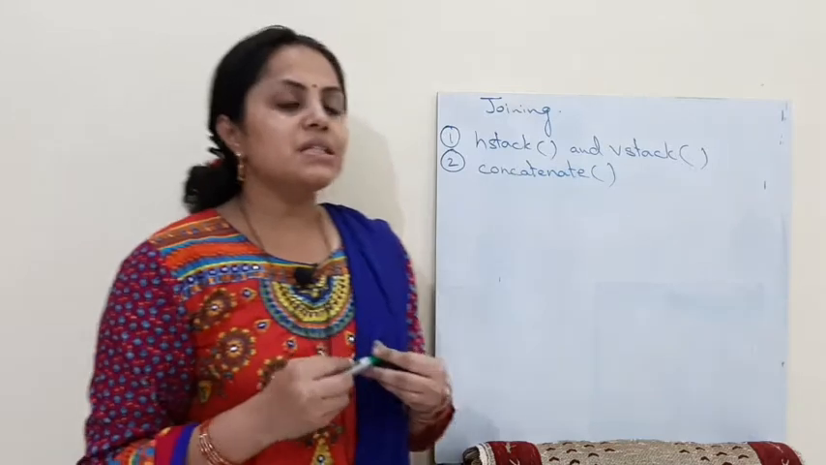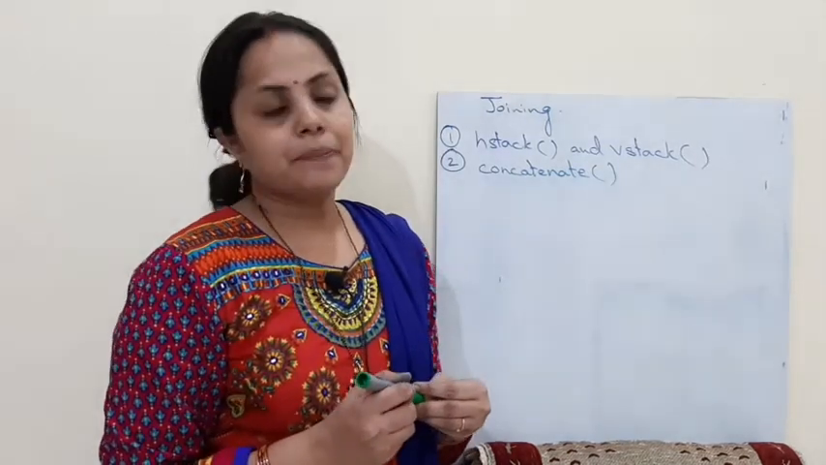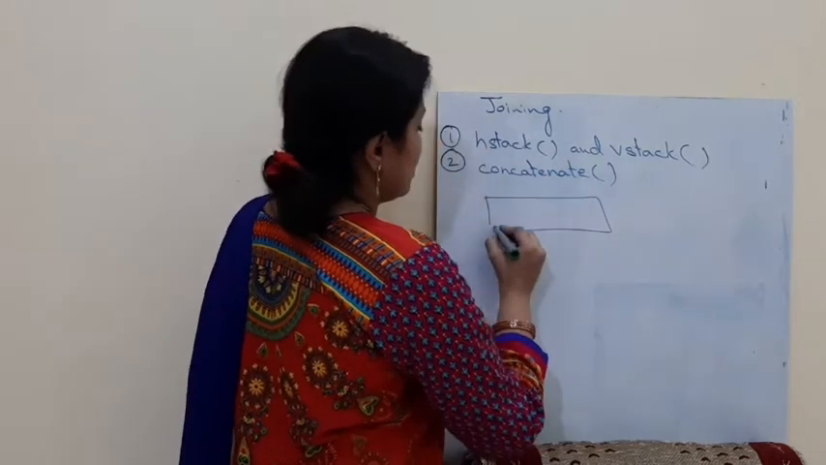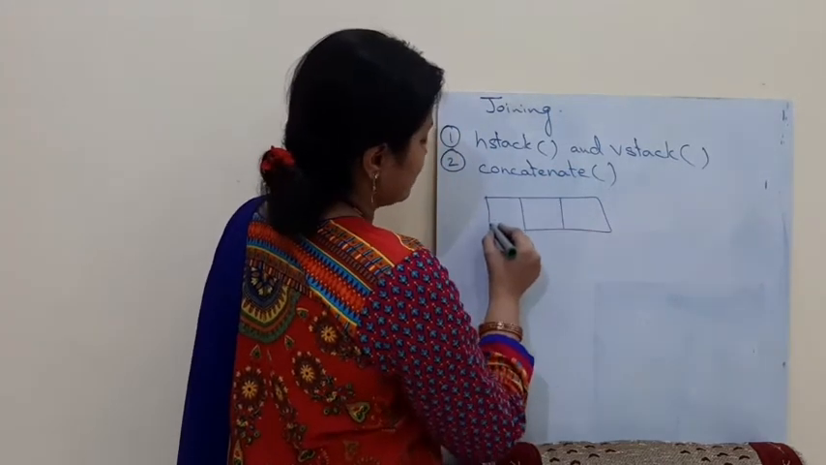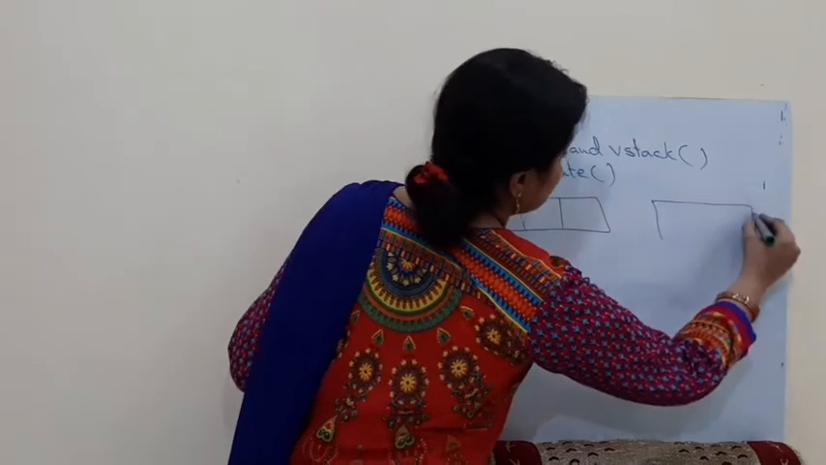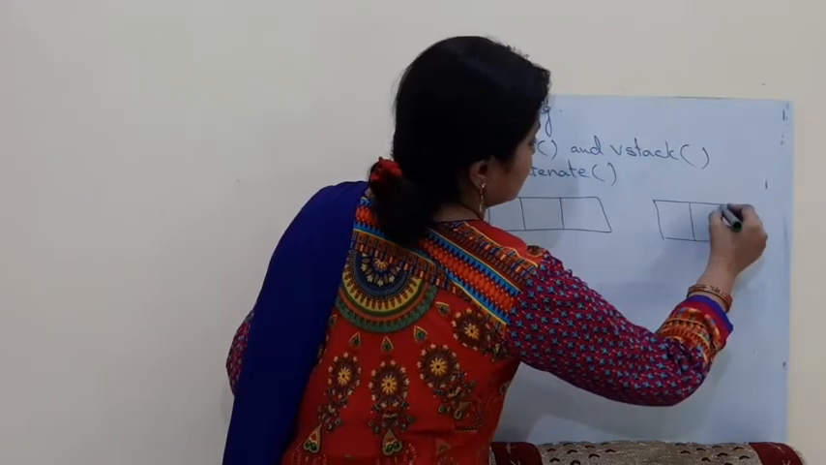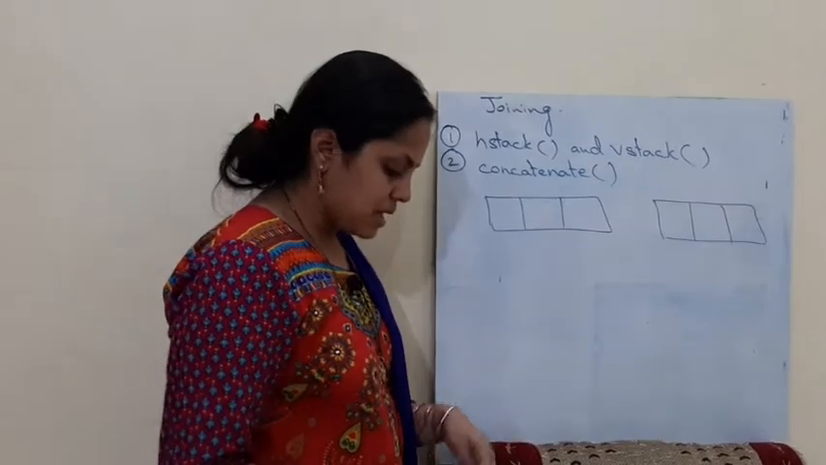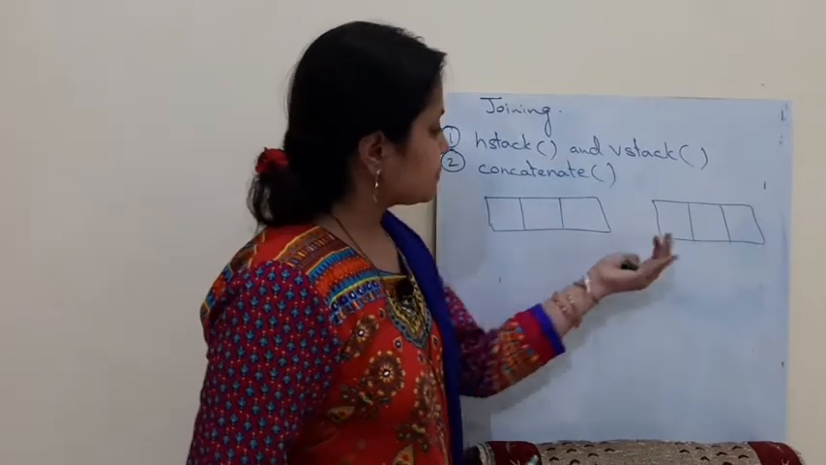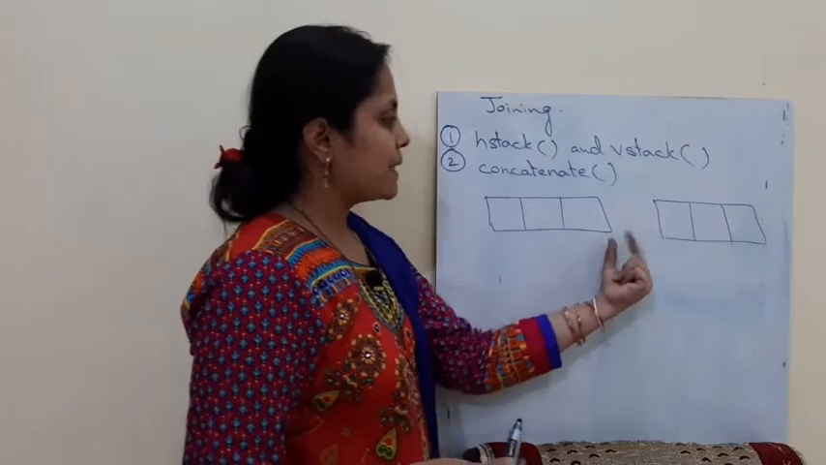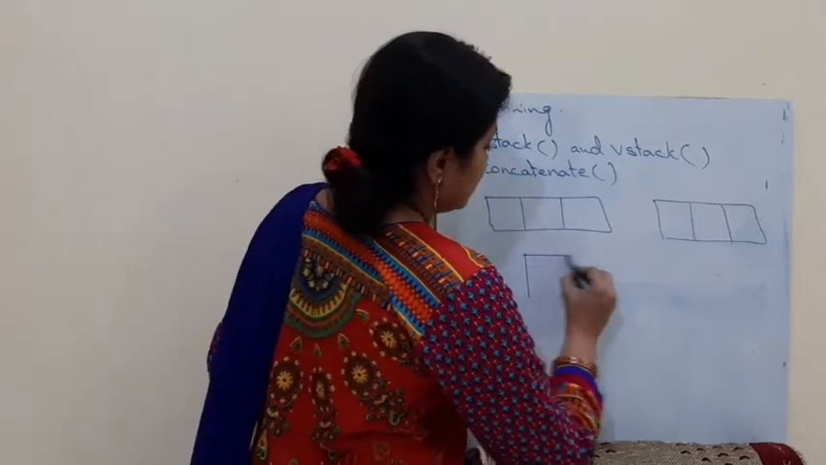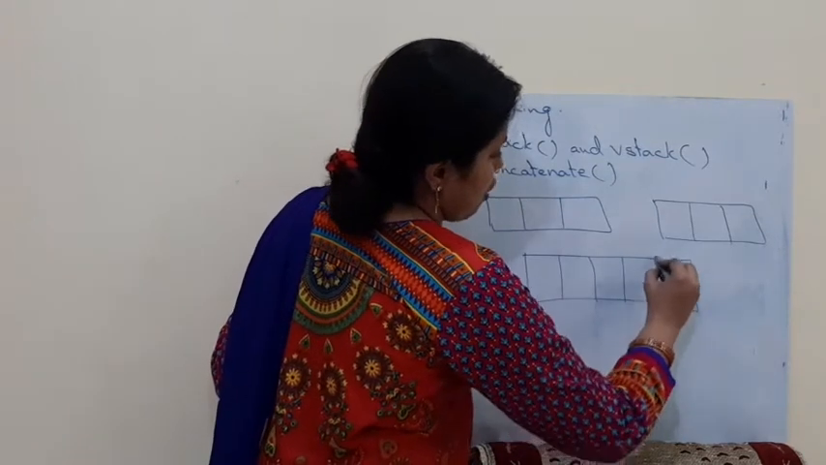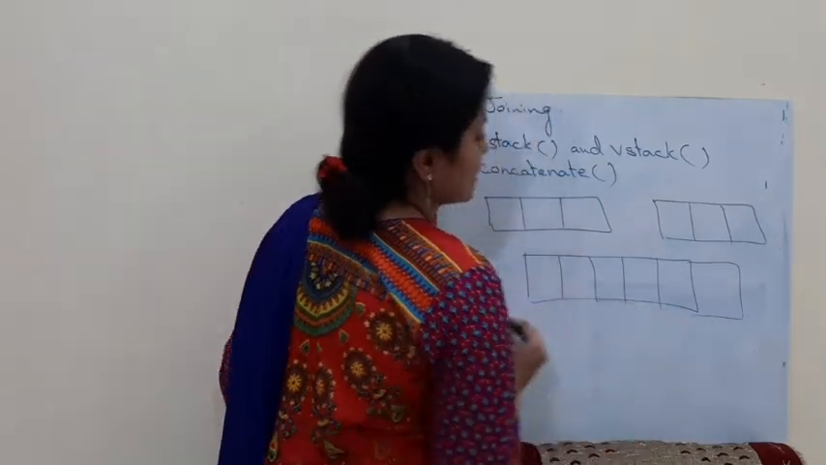Now the hstack and vstack functions. hstack means horizontal stacking. Horizontal stacking means if this is my array, having 3 values, and this is my another array, and if I want to combine them horizontally, by applying horizontal stack, this will form an array of 6 elements.